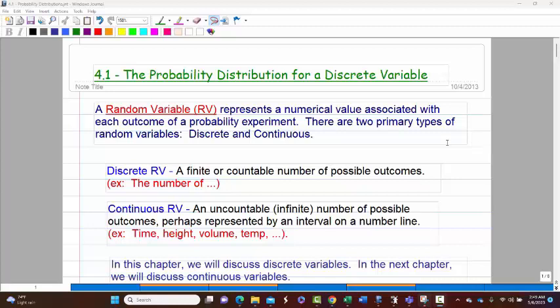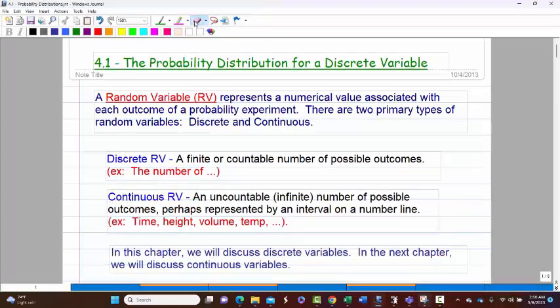And there's two primary types of random variables, discrete and continuous. Let's define what each of those are. Discrete is a finite or countable number of possible outcomes. If it starts out as the number of something, for sure it'll be discrete. We'll see some monetary problems later where, let's say, you're investing or gambling, and you can either lose $10 or win $20. That would be discrete. They wouldn't be countable, but it would only be specific outcomes, not a range of values.